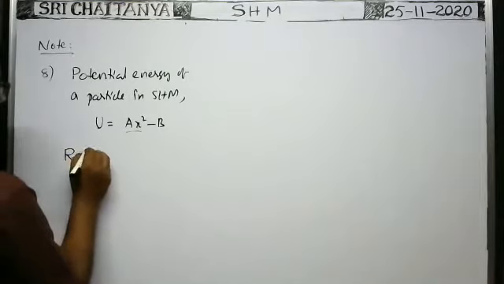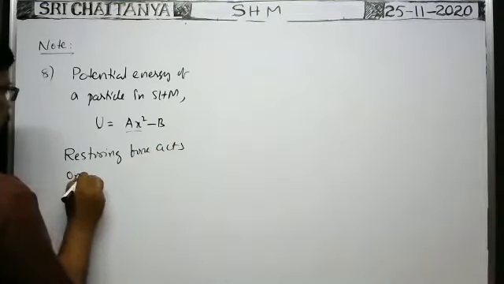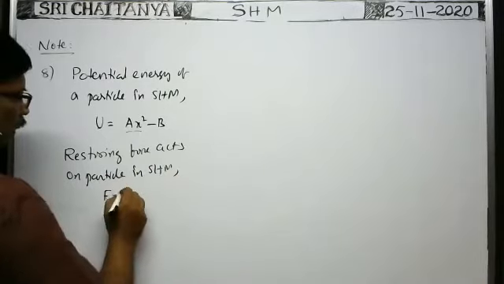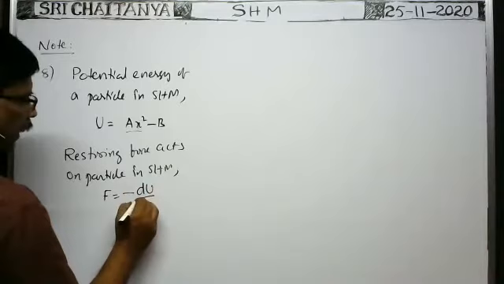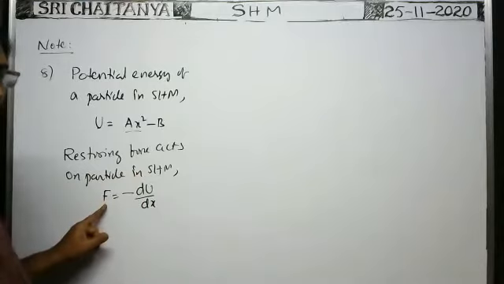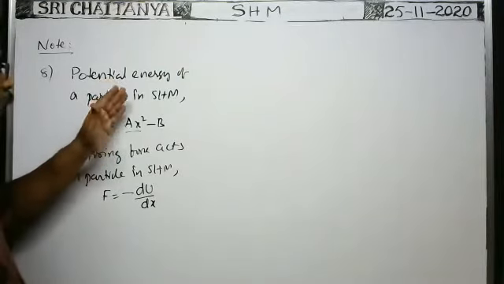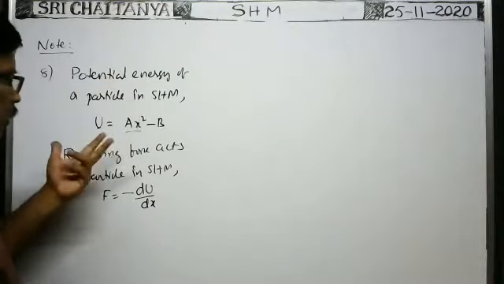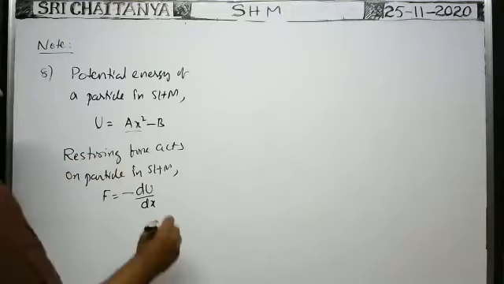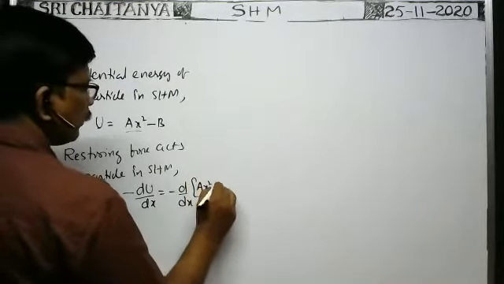The restoring force acting on the particle in SHM: F is equal to the negative gradient of potential energy. Already we know the negative gradient of potential energy gives the gravitational force, and gravitational force is a conservative force. Here also it is a conservative force. The restoring force acting on the particle in SHM is also a conservative force. That's why it is the negative gradient of potential energy, which is equal to minus d by dx of (a x square minus b).